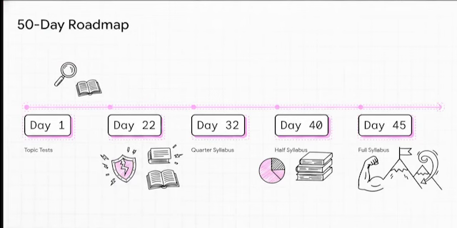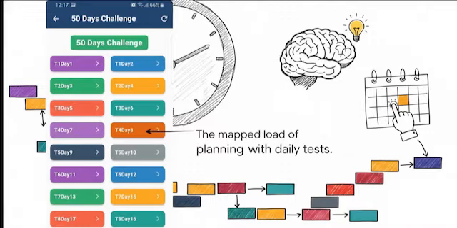This timeline is pretty brilliant because it totally removes the guesswork from your schedule by forcing a very specific pace. You start with daily topic tests on day 1, then it progressively ramps things up to crash tests by day 22, and eventually you're hitting full syllabus exams by day 45. Literally every single day is meticulously mapped out for you.